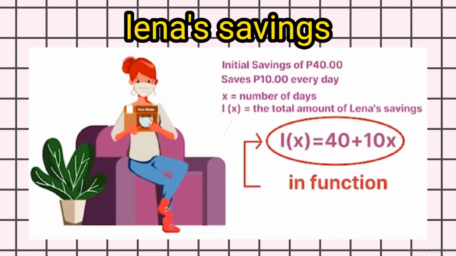Let us now have the function that will represent Lena's savings. She initially saves 40 pesos, so that will be added to the savings she makes in x number of days. And that is 10, the amount she saves a day, times x, the number of days she saves. Now Lena's savings function can be represented by L of x equals 40 plus 10 times x.